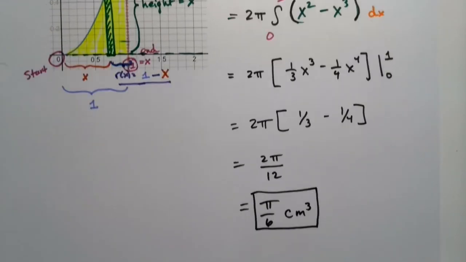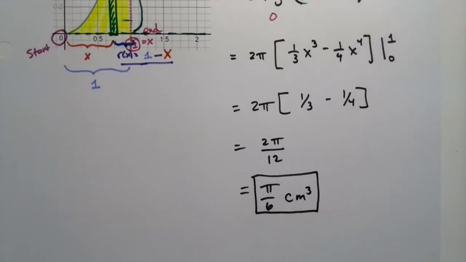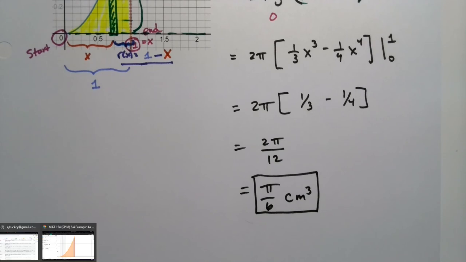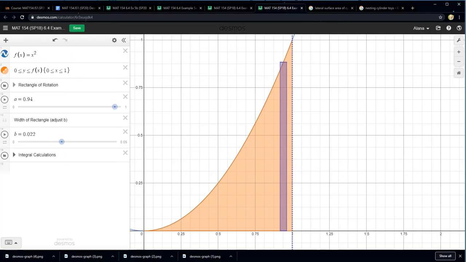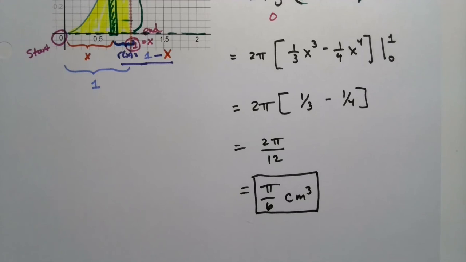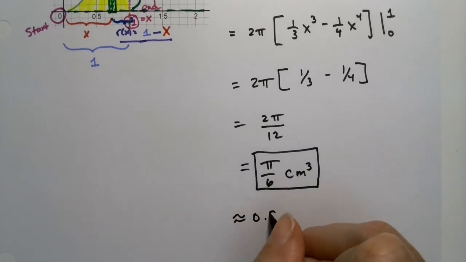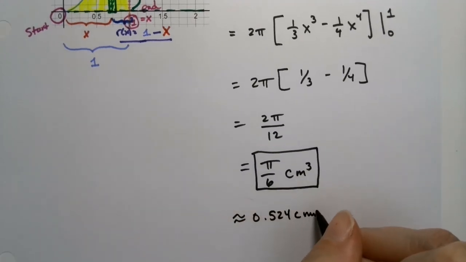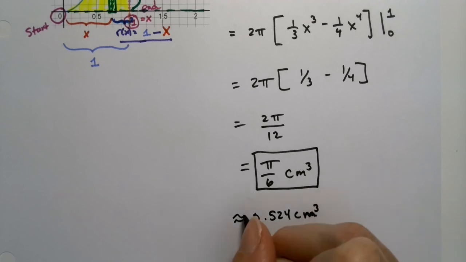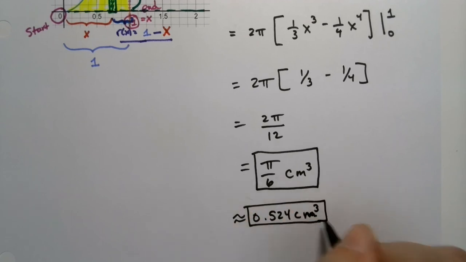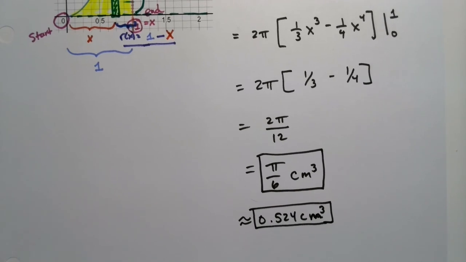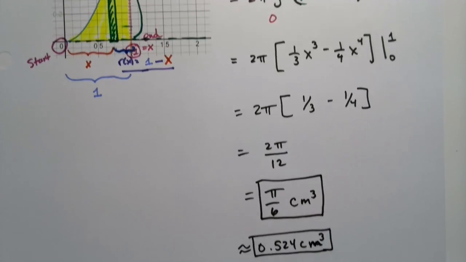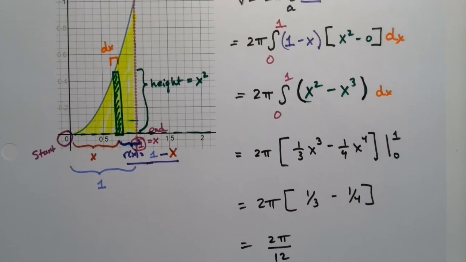And of course, we can come up with a decimal approximation if we so desire. I actually have that in decimals already calculated. So if you click on the little arrow that shows you the folder with the integral calculations, you can see it's about 0.524. Now, obviously, the hardest part about that was finding that r minus x. That's actually the tricky part on this one.